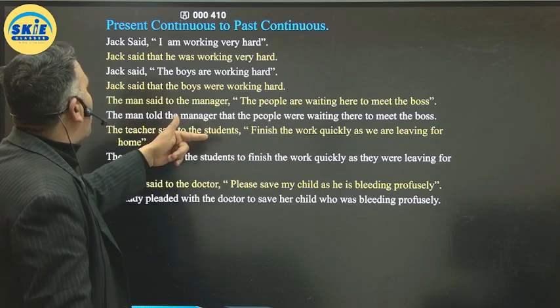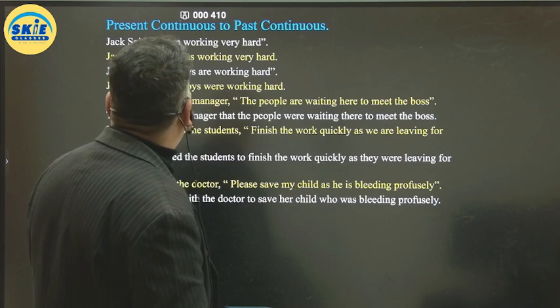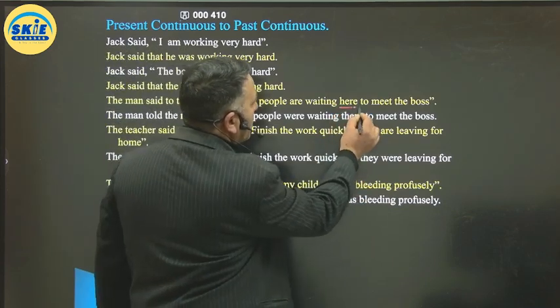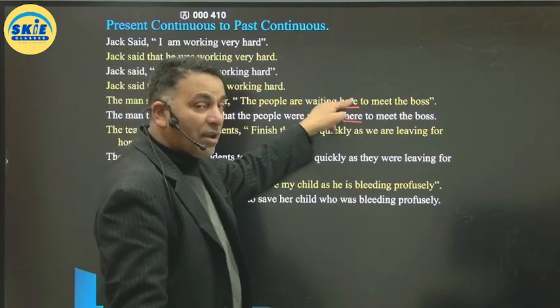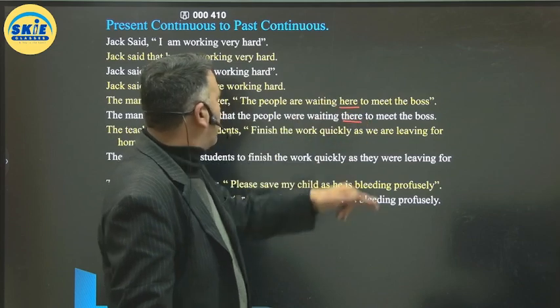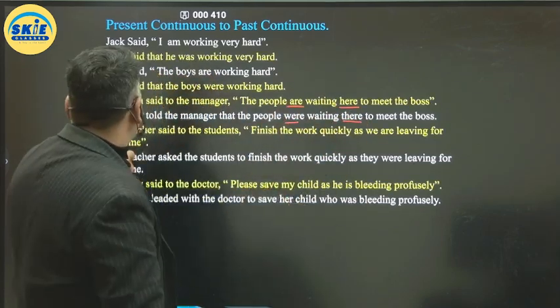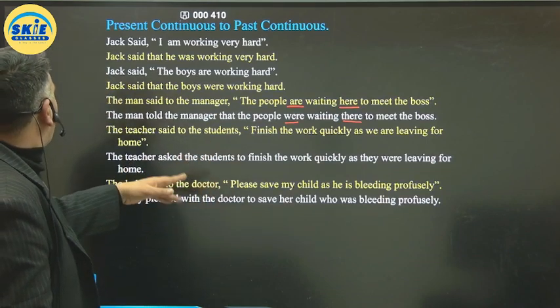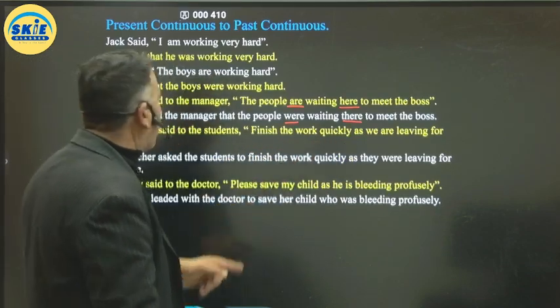The man said to the manager, "The people are waiting here to meet the boss." The man told the manager that the people were waiting there. Here, often it changes to there. People are waiting here. It will change to people were waiting there, right? Are to were, and then here to there. The teacher said to the students, "Finish the work quickly as we are leaving for home." The teacher asked the students to finish the work quickly as they were leaving for home.